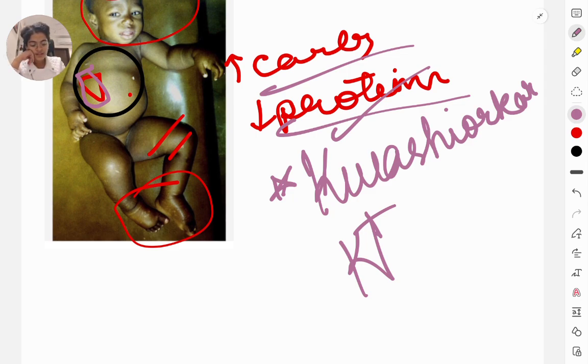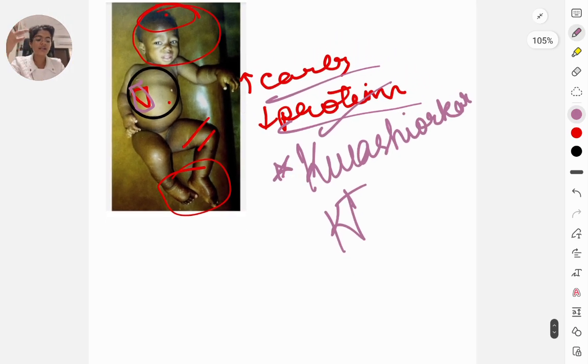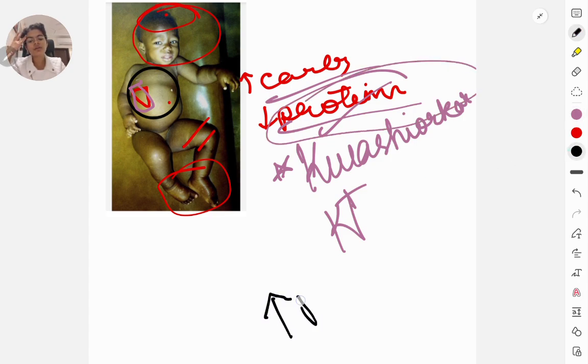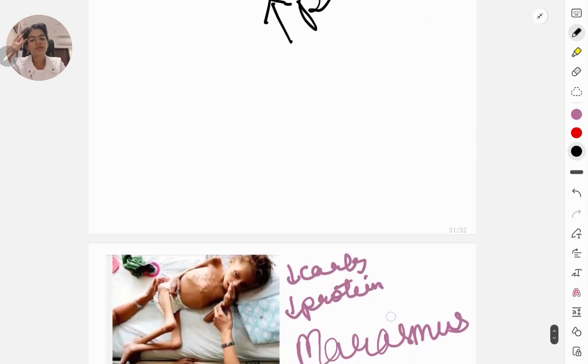And there is a disturbance in carbohydrate, protein and fat metabolism. Now if we see how to treat him, so mainly if there is less protein, we have to increase it and give a protein rich diet to the child, high protein.